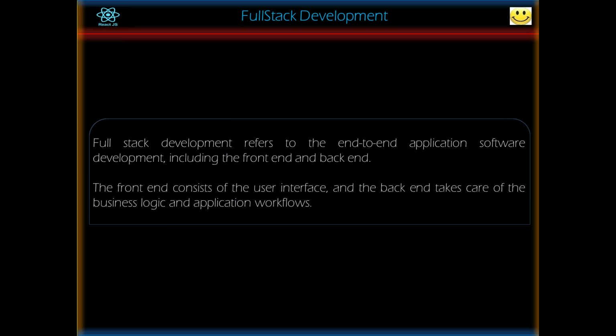Full Stack Development. Full Stack Development refers to the end-to-end application software development, including the front end and back end. The front end consists of the user interface, and the back end takes care of the business logic and application workflows.